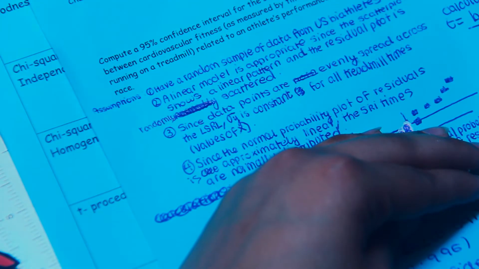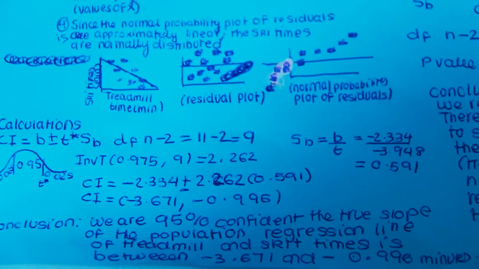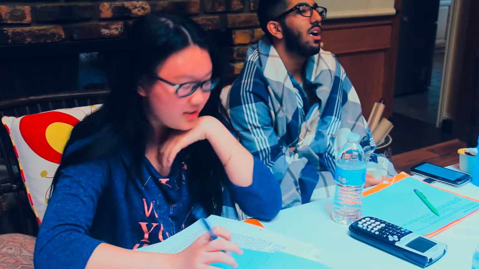Since the normal probability plot of the residuals is approximately linear, the ski times are normally distributed. Why do we need this assumption? Isn't it because the calculation for the critical value depends on the normal distribution? Well, really it's a t-distribution because we have sample data, but basically. Now we're moving on to the calculations.